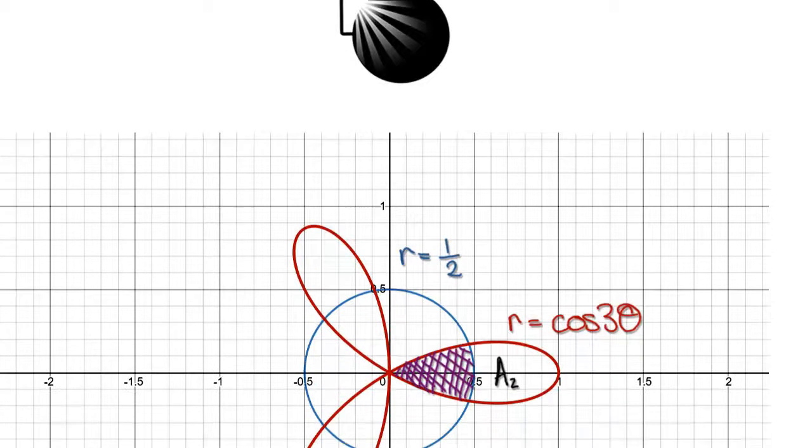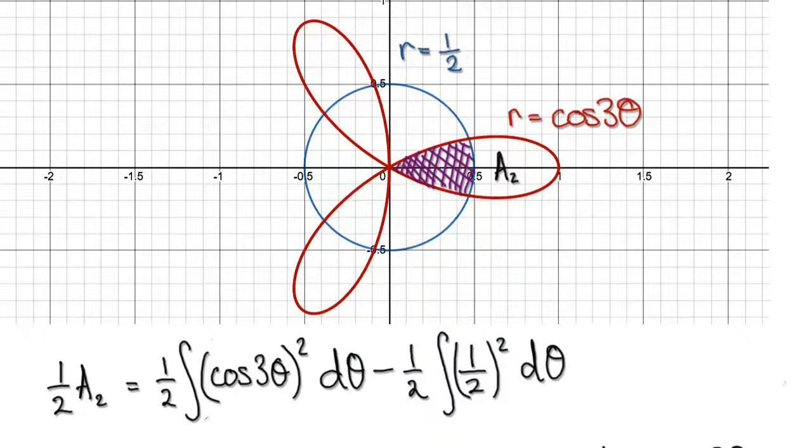Following on from the previous video, we managed to work out the area of one whole petal. So the area of one whole petal here is pi over 12 in the previous video. Now we need to work out A2. A2 is this area here.